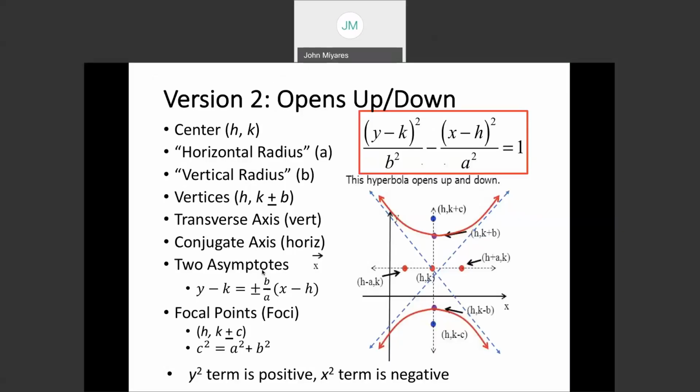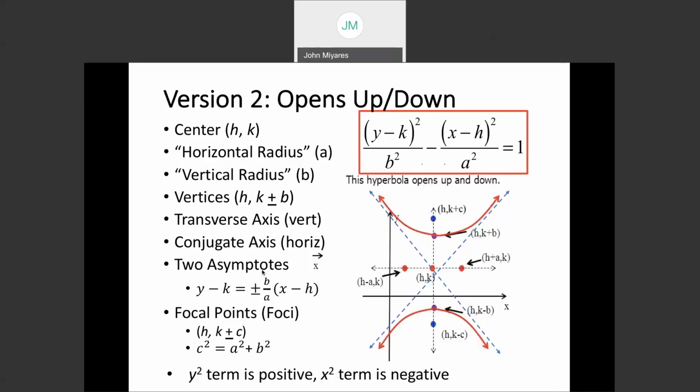The equations of the asymptotes are going to be the same regardless of whether your hyperbola opens left-right or up-down. So they are going to be y minus k equals plus or minus b over a times x minus h. Also, the focal points will still be on the transverse axis, which in this case is vertical, and we will measure them as c units above and below the center.